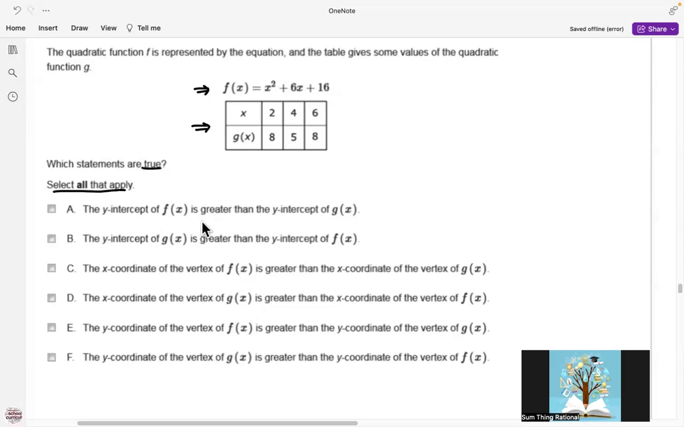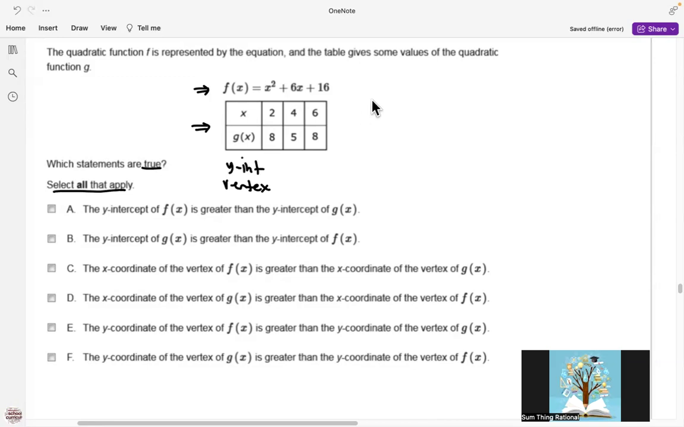What they compare here is the y-intercept, the x-coordinate of the vertex, and the y-coordinate of the vertex, as you see in the options. Because of that, for these two functions, I need the y-intercept and the vertex of those functions. Other information I don't need.